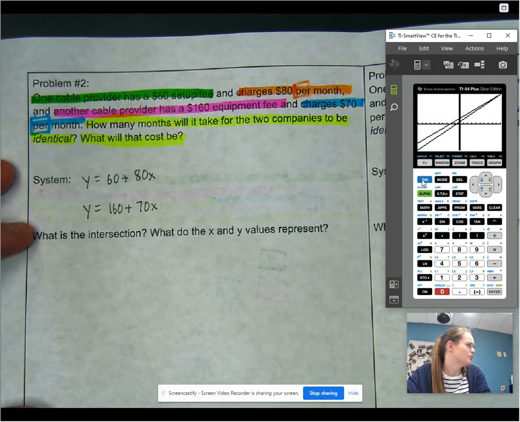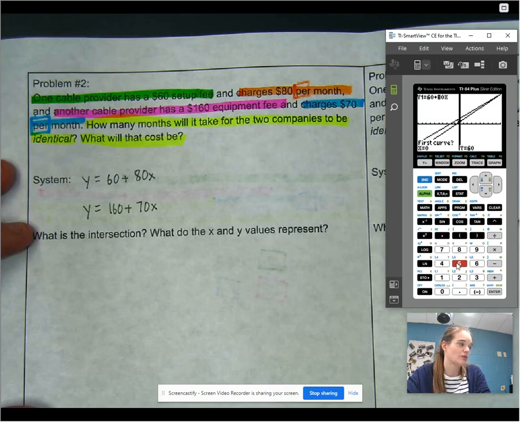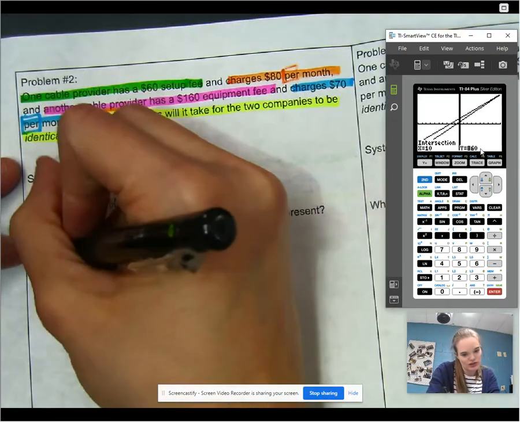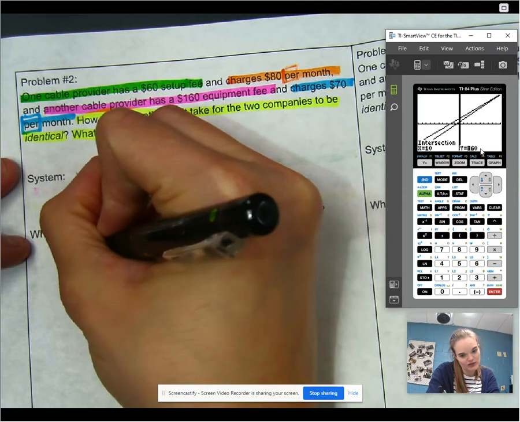Then we're going to press second, trace, 5. If you're using a school calculator, you sometimes have to wait so it'll load. Then press enter 1, 2, 3 times where it'll say intersection. Okay, so this intersection is 10, 860.